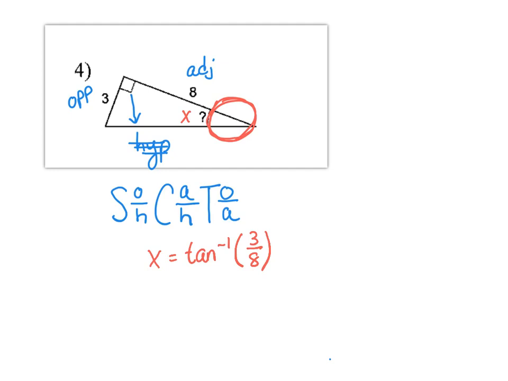So let's take out our calculator. Tangent inverse 3 divided by 8. And there we get x is equal to 20.6. So if we round it to the nearest whole number, x is approximately 21 degrees.